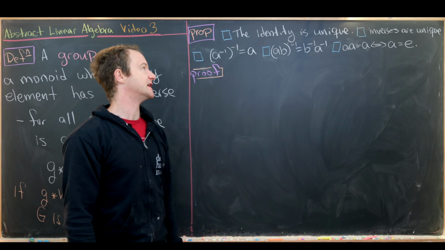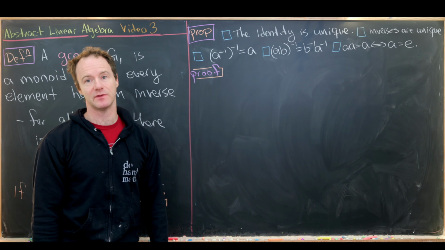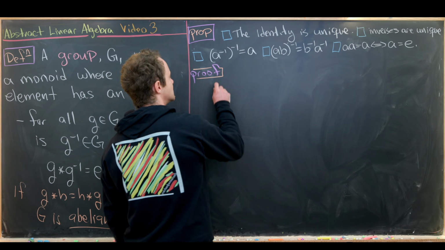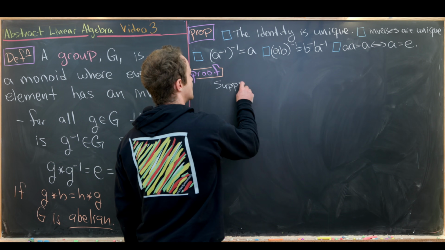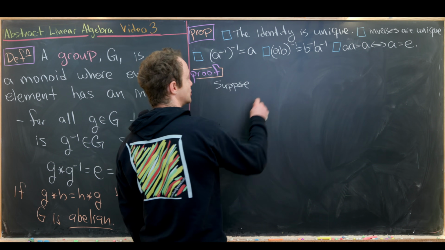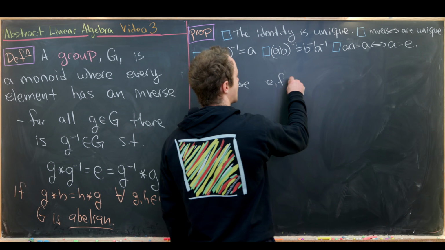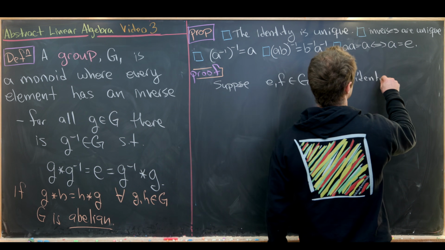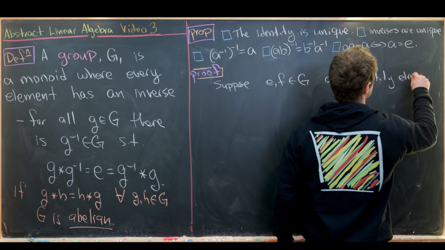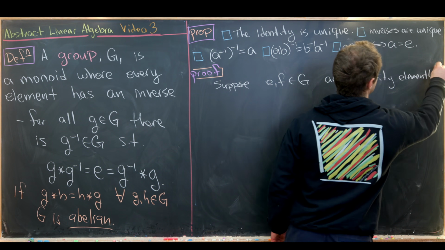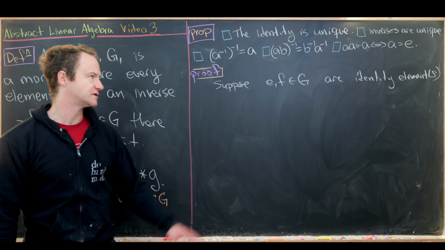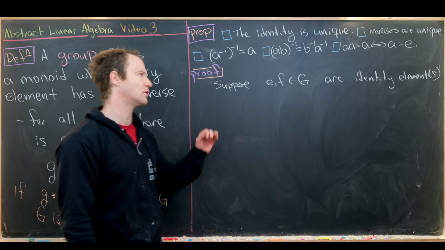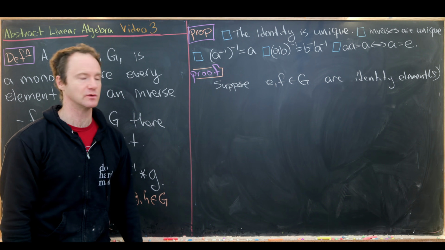The first part is to show that the identity element of a group is unique. So let's get cracking on that first part. Let's suppose that we have a group G, and E and F in G are identity elements. I'll put the S in parentheses because in fact what we'll find out is that E must be equal to F.